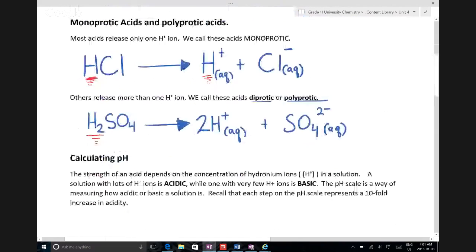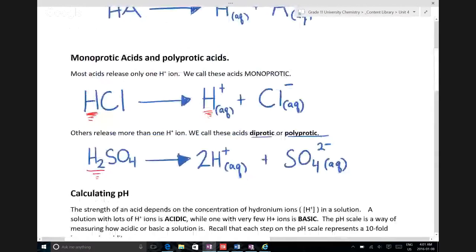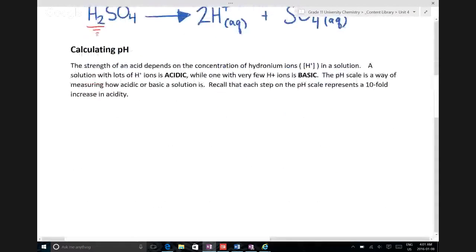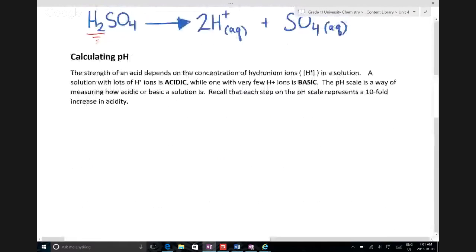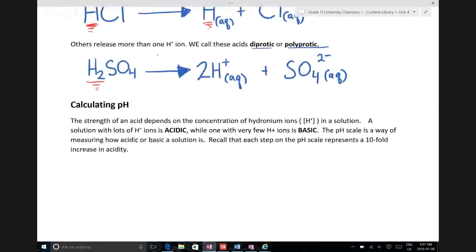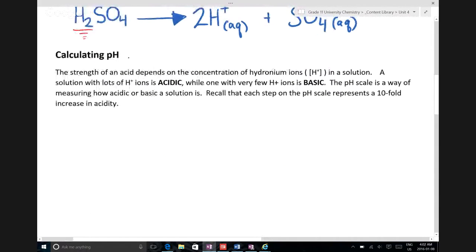So with this in mind, and this shouldn't be new information, the only new thing so far is this name, monoprotic, diprotic, or polyprotic. We've always known that an acid is a compound that dissolves in water and releases an H plus ion. What we want to introduce today is that calculating pH can be done based on calculating the concentration of those H pluses. We'll talk about how that works. But the strength of an acid depends on the concentration of these H plus ions in solution. So a solution with lots of H plus ions is acidic, while a solution with very few H plus ions is basic, is alkali, is not acidic.